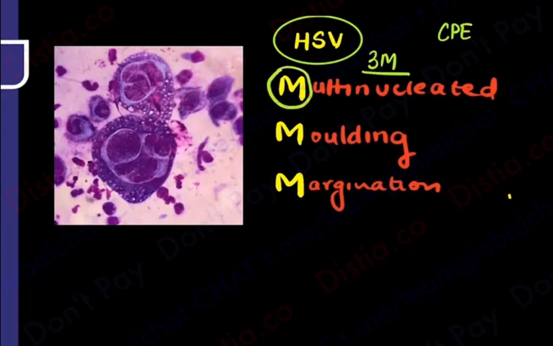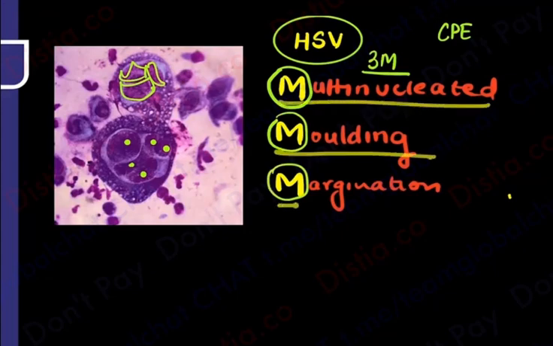Number 1, it shows you multinucleation. So 1, 2, 3, 4, 5, lots of nuclei. All of them are fitting into each other. That is molding. And finally, there is going to be margination of the chromatin. So remember: multinucleation, molding, margination.